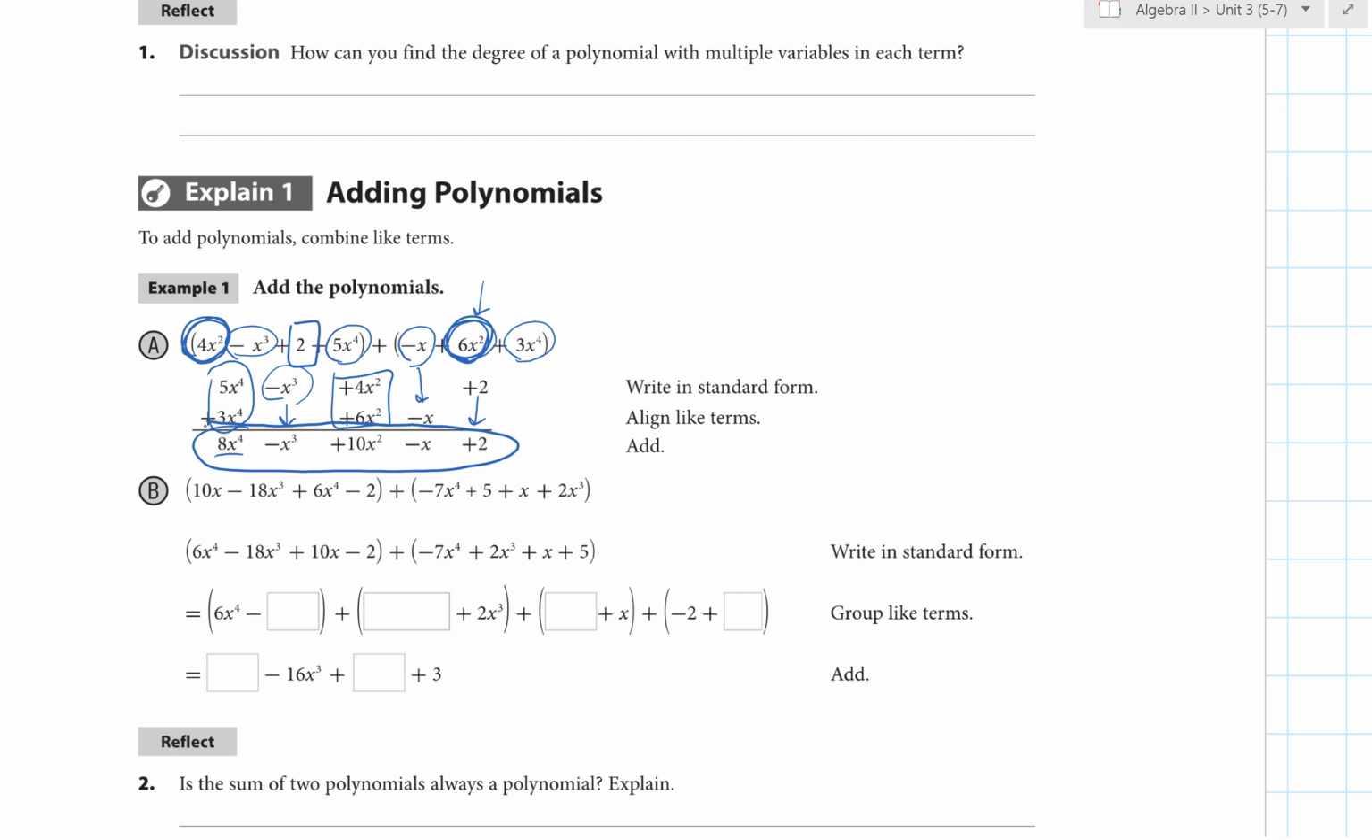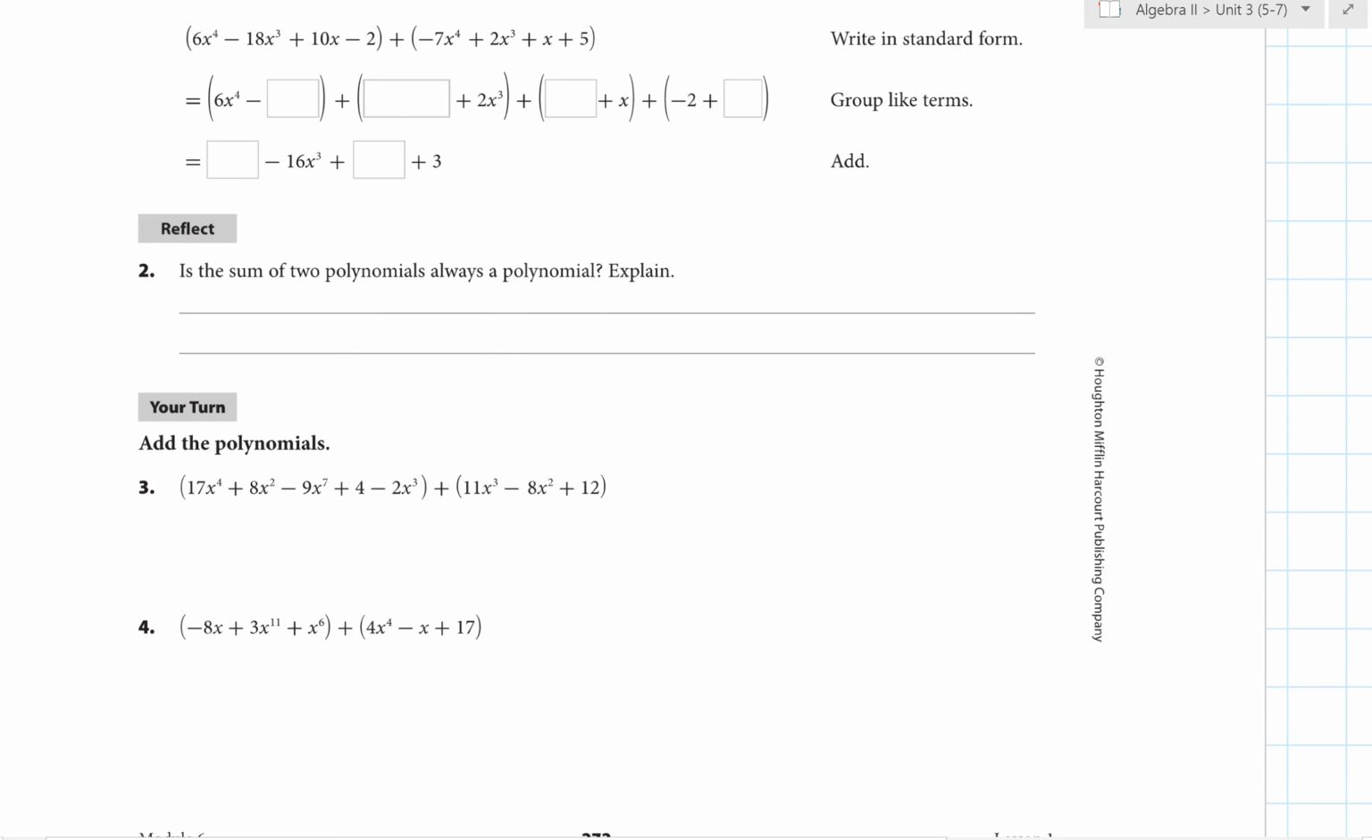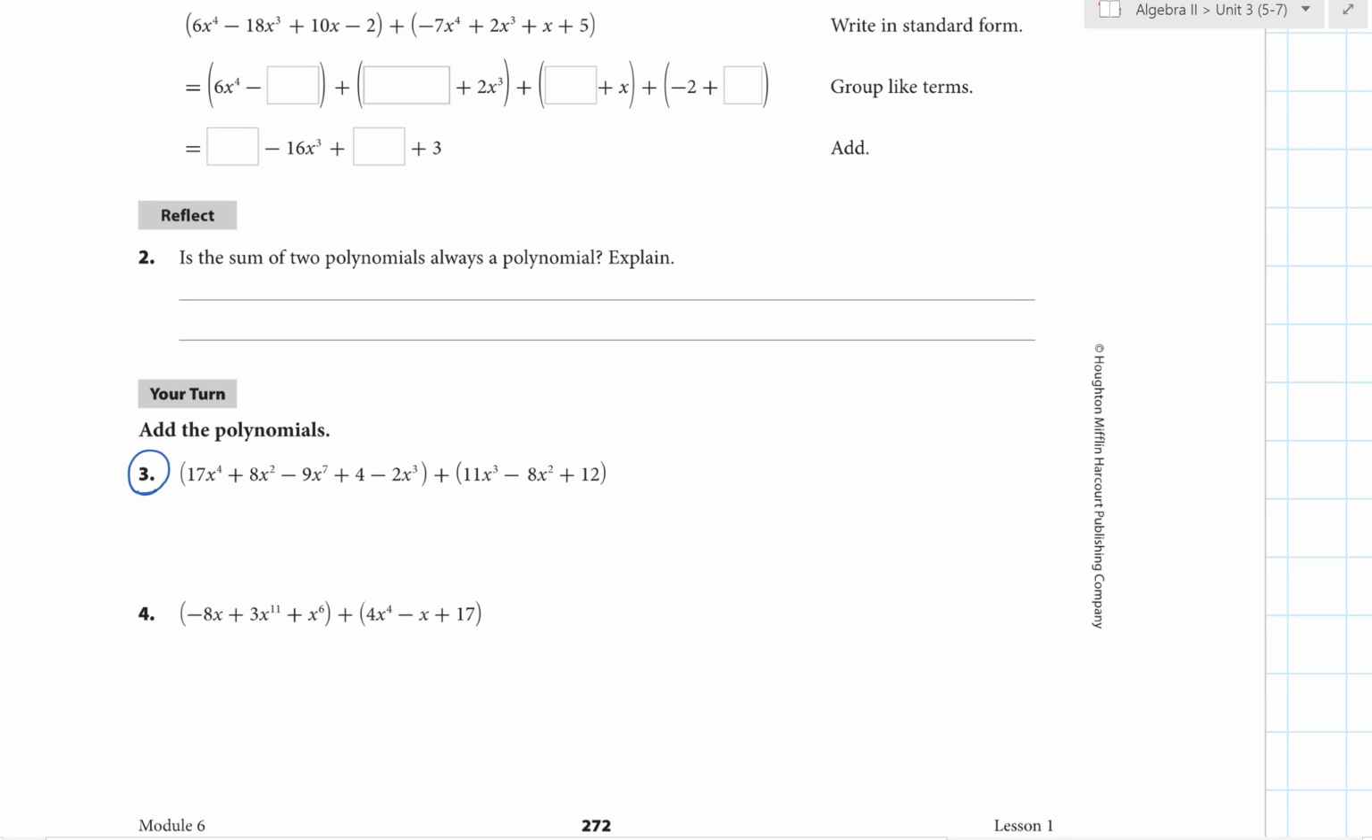And so, as I said, I think you did a little bit of this in Algebra 1. So let's go ahead and jump down to problem number 3. I'd like you to pause the video for a moment, try out number 3 in your book on page 272, and when you think you have your final answer, go ahead and press play and we'll see how you did.